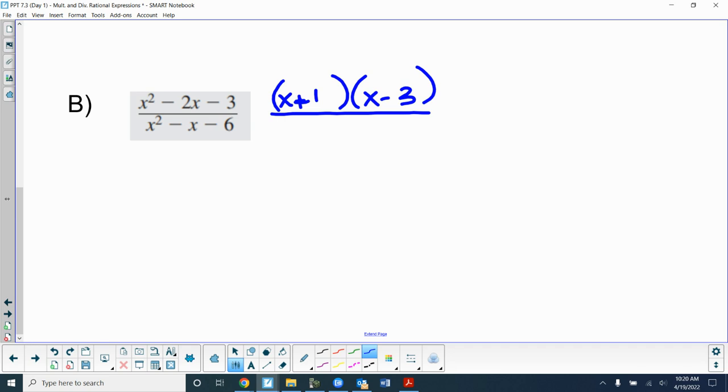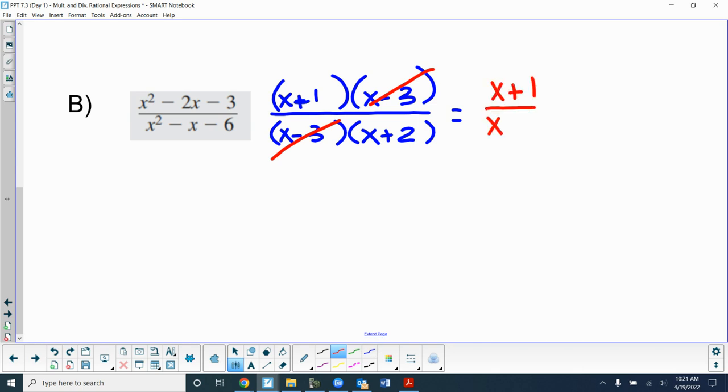All right, what about the bottom? Factors of -6 that add up to -1. -3 and +2. Is that what you said, AJ? Good. Any common factors? The x minus 3's, right? So the x minus 3's cancel. So my answer is x plus 1 over x plus 2.